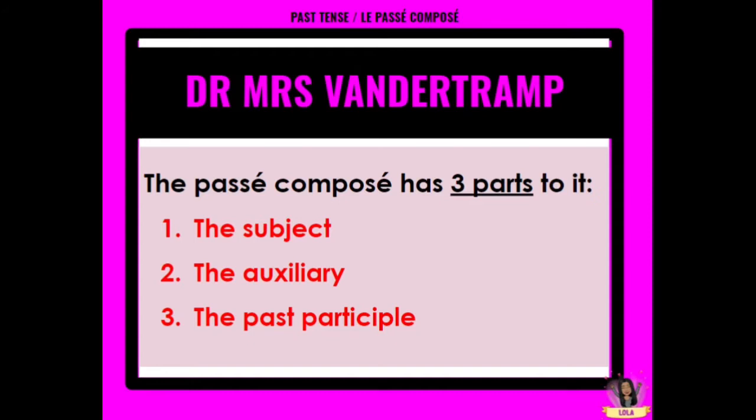So before we go to that, let's just talk about the three parts that we need to have when we do the Passé Composé. We've got the subject, the auxiliary, and remember this time the auxiliary is the verb être in the present tense. That's what we're using. And we have the past participle as usual as well.